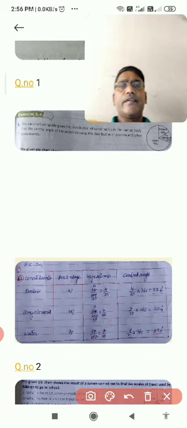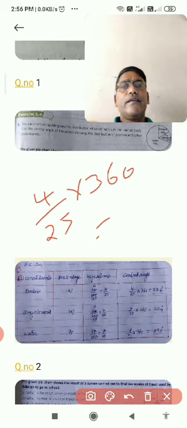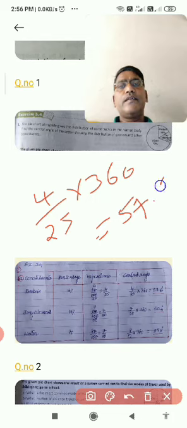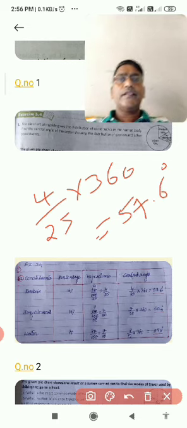You see one by one here. 4 upon 25, yes, 25 into 360. By calculation you get 57.6 degrees. So this 57.6 degrees you take with the protractor. You keep the protractor on the radius and continue, and the radius moves further.